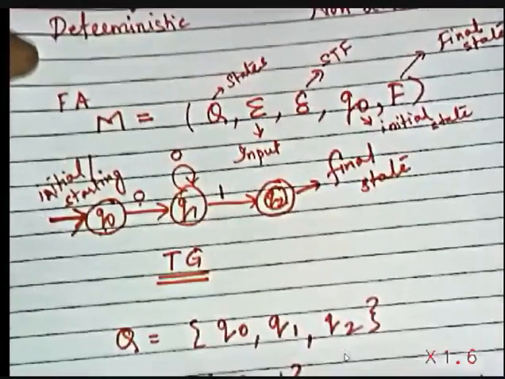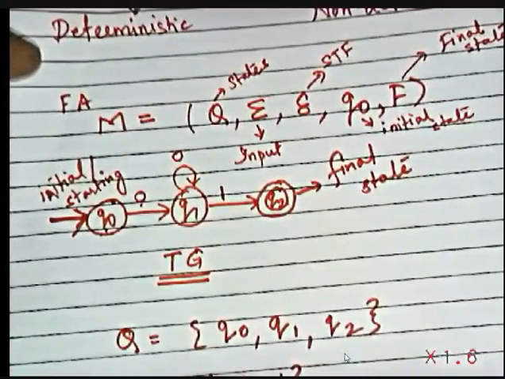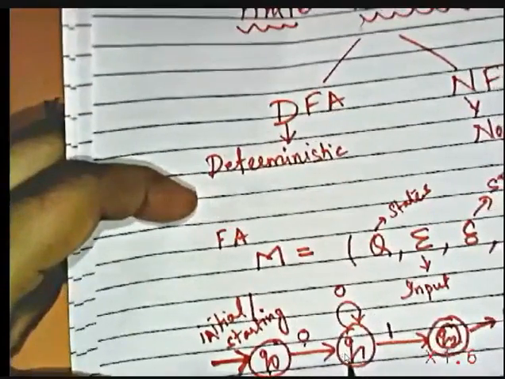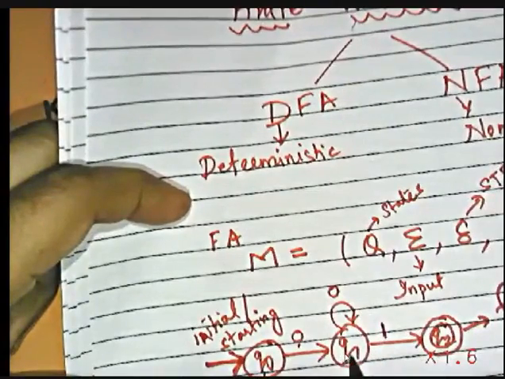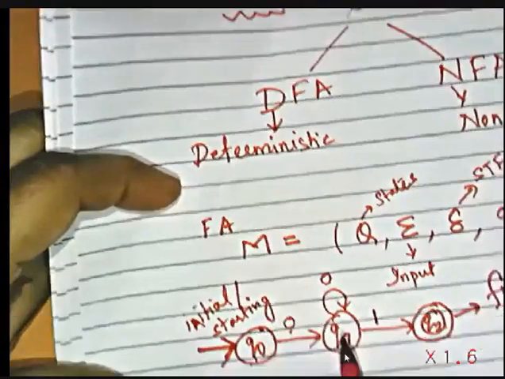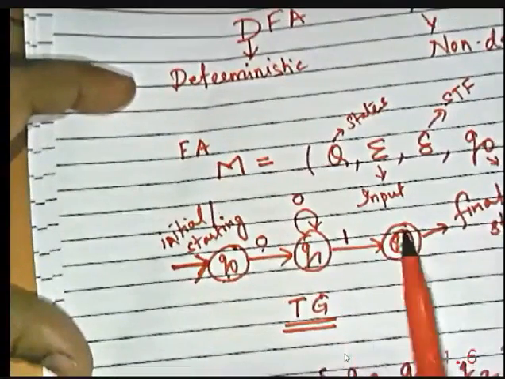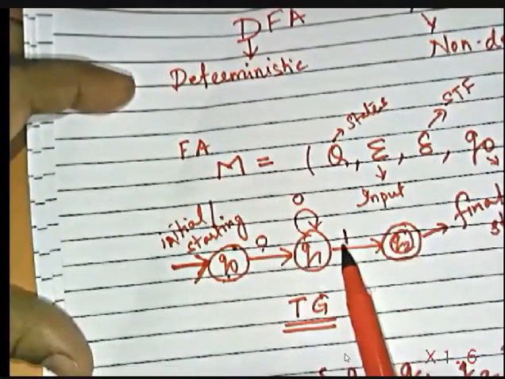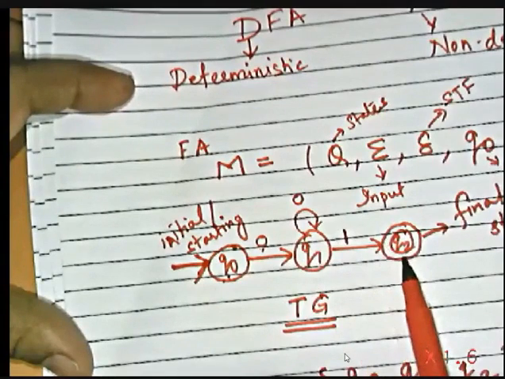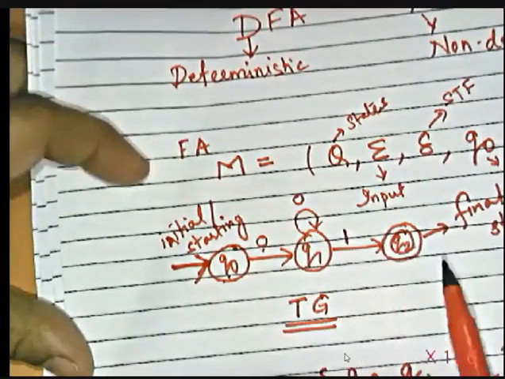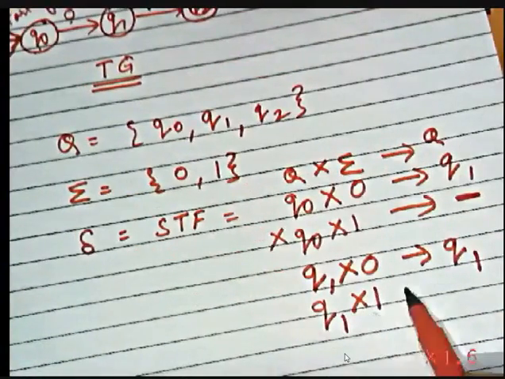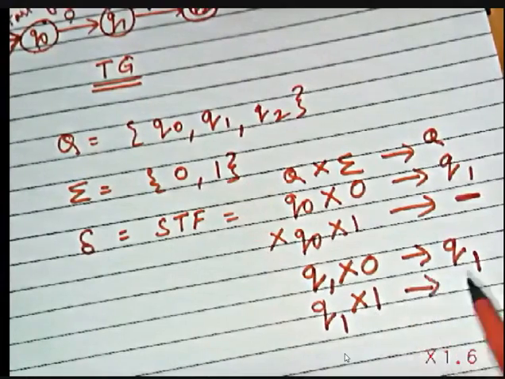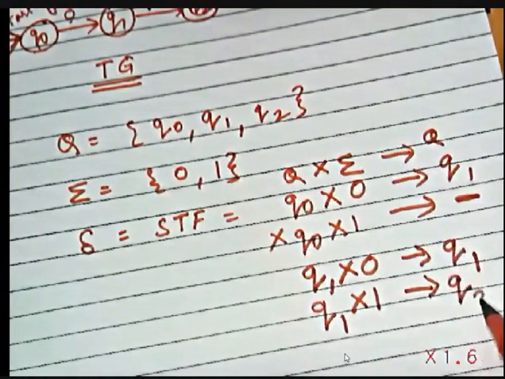Next, Q1 on 1. Is there any indication in this finite automata? Yes. So Q1 on 1 is moving to state Q2. Is it clear? So I can represent here Q1 on 1 is giving you information, it is moving to Q2.